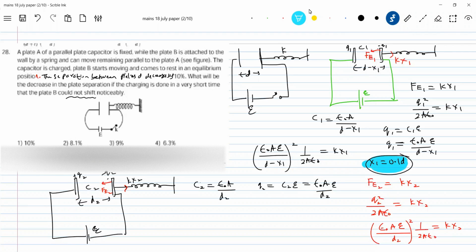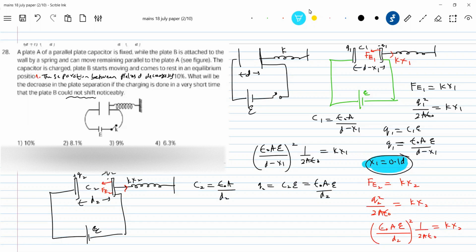Now, what will be the decrease in the plate surface? The charging is done in a very short time so that the plate could not shift noticeably. Then in that case also, the spring will get elongated. So here x2 will come. x1 I got in terms of d, no? So here the value of x1 I'll get.